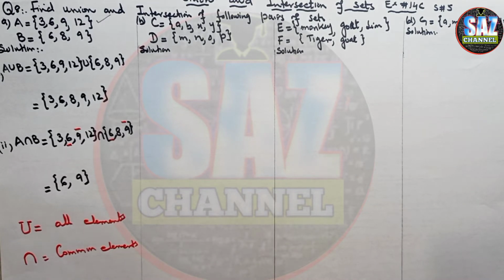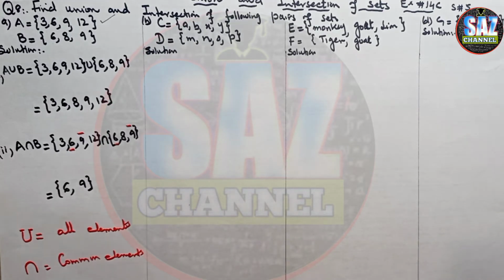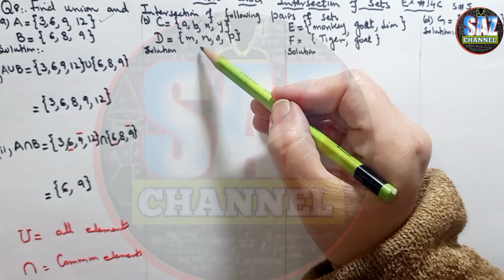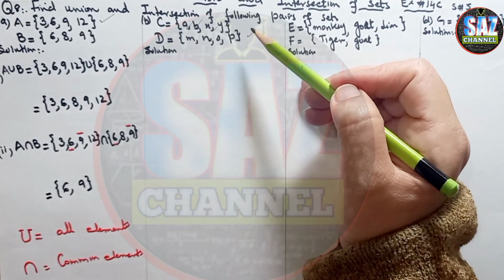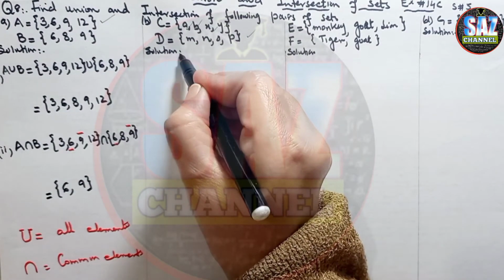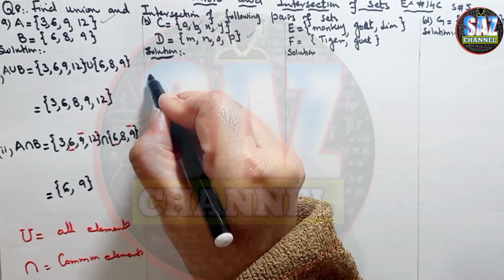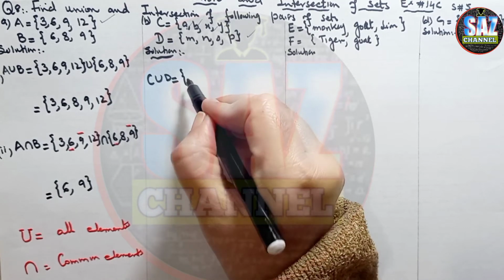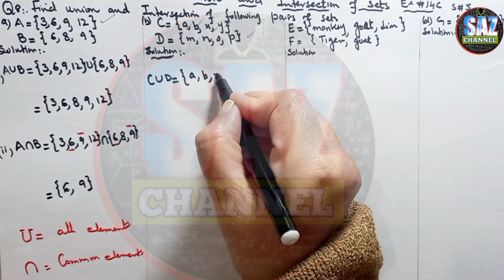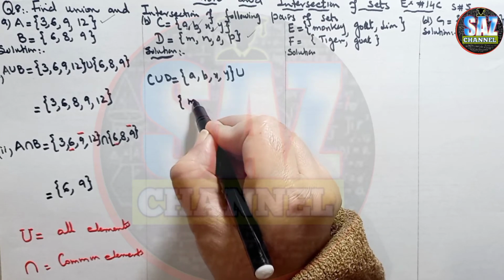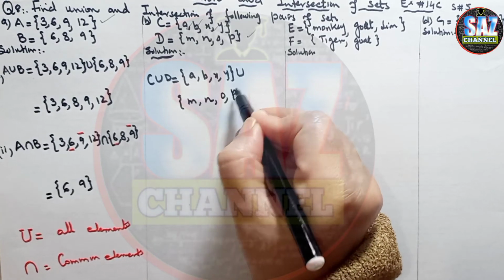Coming to the second part, and the second part is having the sets. Set C is having the elements A, B, X and Y, and D is having the elements M, N, O and P. Now first of all, I have to calculate the union of this situation. So what I will be doing, I will be writing it in form C union D equals to, set C has the elements A, B, X and Y, and D has the elements M, N, O and P.